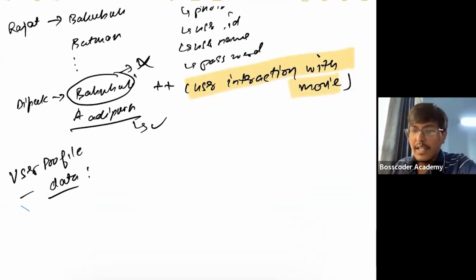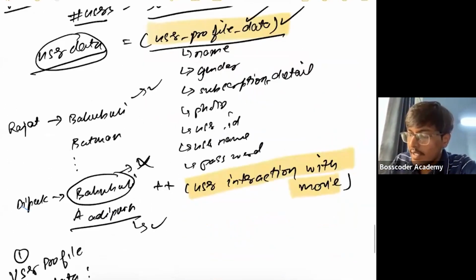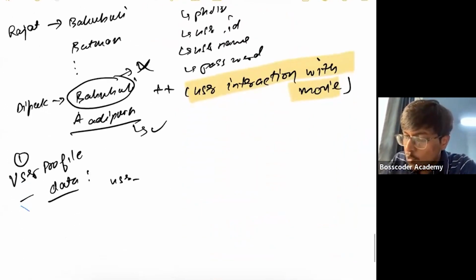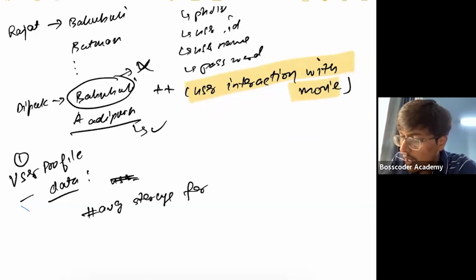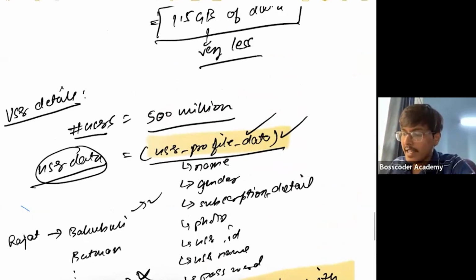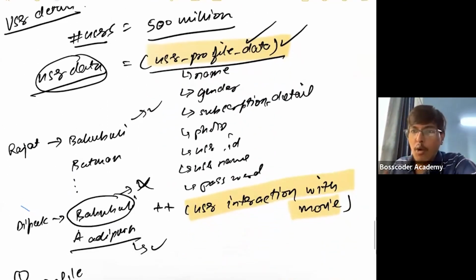Right? So let's talk about the user profile data first. User profile data is mostly simple. So what do you think, how much average storage is required for a single user? We are storing multiple things like name, gender. How can you estimate it?